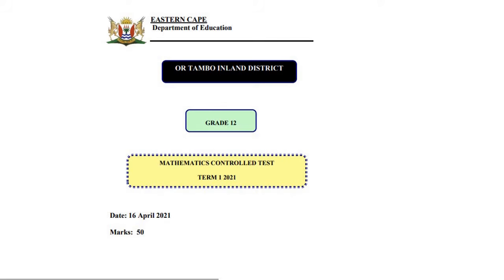In this lesson, we are going to be doing an Eastern Cape paper that was written on the 16th of April 2021. It includes a little bit of paper 1 content and paper 2 content.